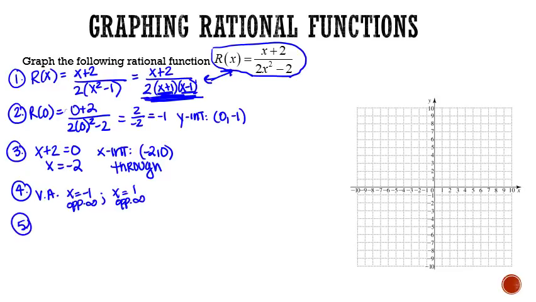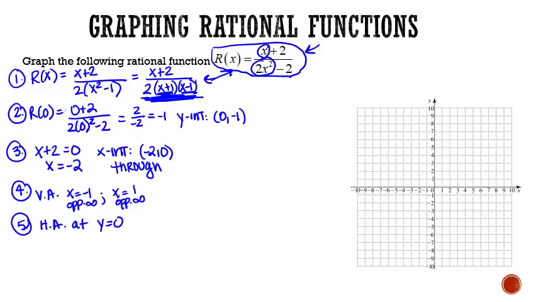Step 5 is to find the horizontal asymptote. I'm going to again use this version of it. So we can see that the leading term on top is x and the leading term on bottom is 2x squared. So the degree on top is 1 and the degree on bottom is 2. Since the degree on top is less than the degree on bottom, this means we have a horizontal asymptote at y equals 0.